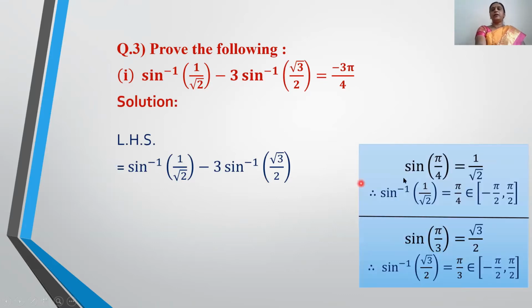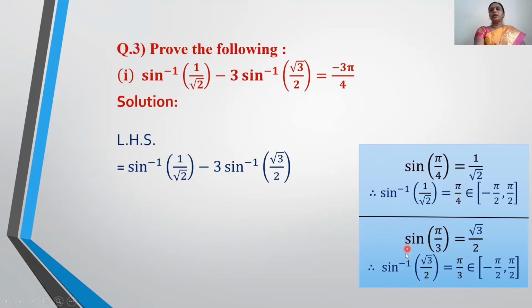Now we know that value of sin pi by 4 is 1 by root 2. You take this sign to the right hand side. In the next step you will get sin inverse 1 by root 2 is equal to pi by 4. Now we have to check this pi by 4 belongs to the principal value branch or range of sin inverse function or not. And range for sin inverse function is minus pi by 2 to pi by 2, and obviously this pi by 4 belongs to this interval. Therefore value of sin inverse 1 by root 2 is pi by 4.